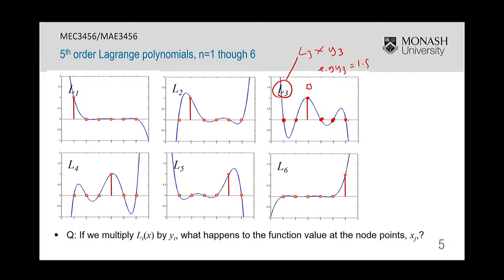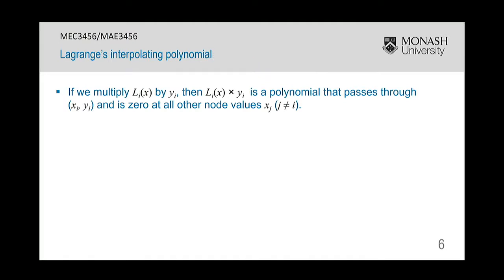But it's still going to be 0 at all these other points because it doesn't matter what we scale it by. So the polynomial is going to look something like this. But it's still going to be 0 at all the node points. Likewise, the same thing will happen with the other polynomials if we multiply them by the y value that they're associated with. So, if we multiply Li of x by yi, then Li of x times yi is a polynomial that passes through the node point xi, yi and is 0 at every other node value. We just saw that on the previous graph.